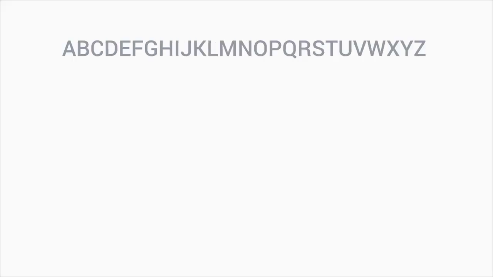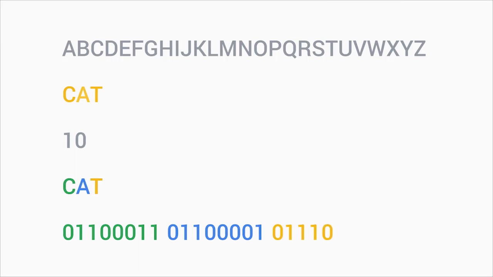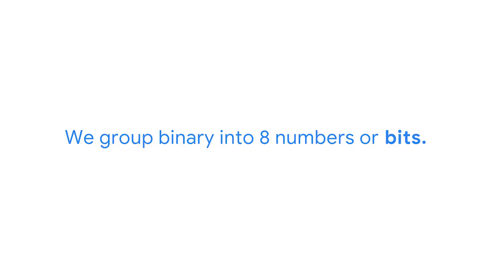We use the letters of the alphabet to form words, and we give those words meaning. We use them to create sentences, paragraphs, and whole stories. The same thing applies to binary, except instead of A, B, C, and so on, we only have 0 and 1 to create words that we give meaning to. In computing terms, we group binary into 8 numbers, or bits. Technically, a bit is a binary digit.